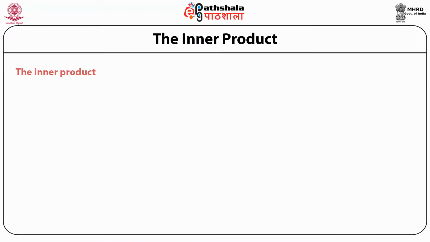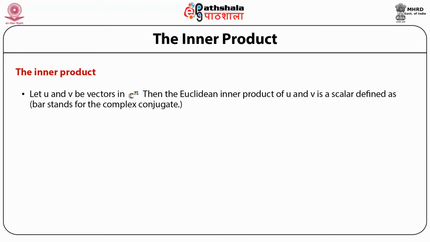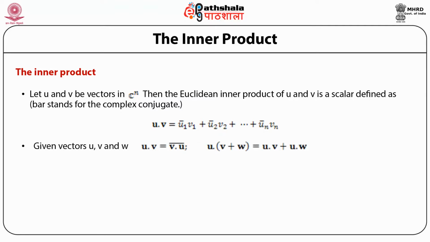Let us begin with the inner product. Let U and V be vectors in C raised to power n. Then the Euclidean inner product of U and V is a scalar which is defined as U dot V is equal to U1 bar V1 plus U2 bar V2 plus so on till Un bar Vn, where the bar stands for the complex conjugate. Given vectors U, V and W, U dot V is equal to V dot U, whole bar.